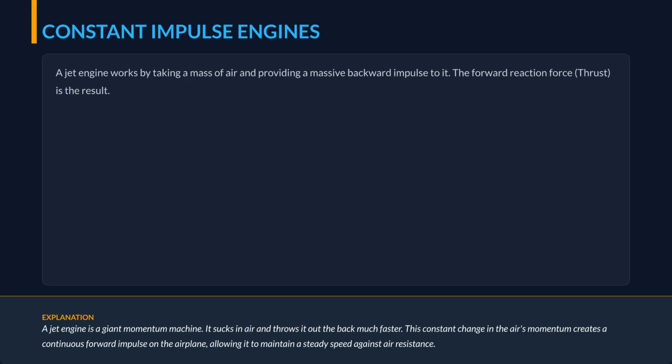A jet engine is a momentum machine. It provides a massive backward impulse to a stream of air. The forward reaction force, or thrust, is the result of this constant impulse, allowing the plane to maintain speed.